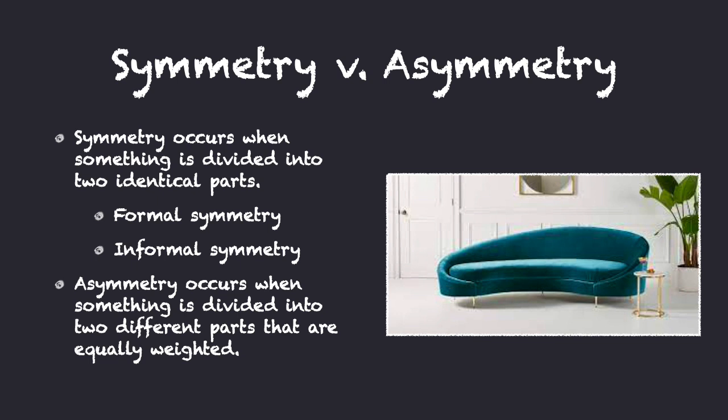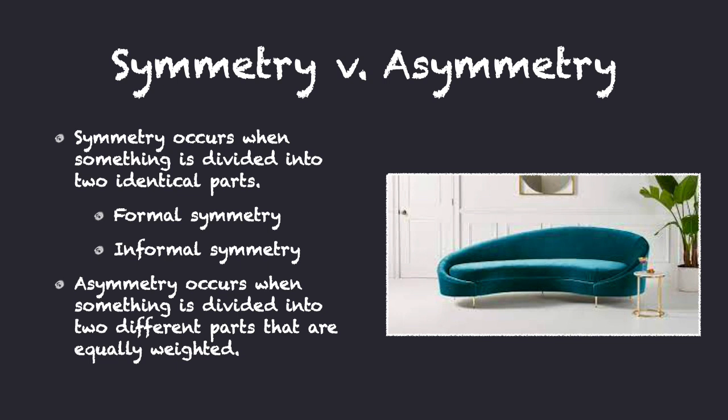Symmetry versus asymmetry. A quick review. So symmetry occurs when something is divided into two identical parts. Asymmetry occurs when something is divided into two different parts that are equally weighted.